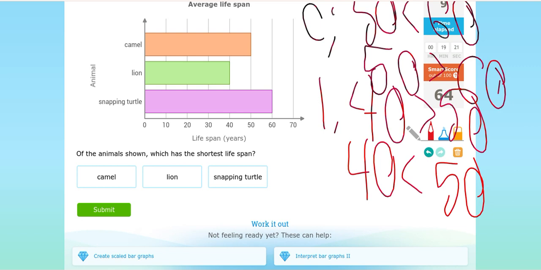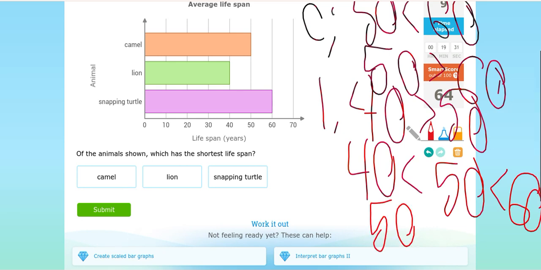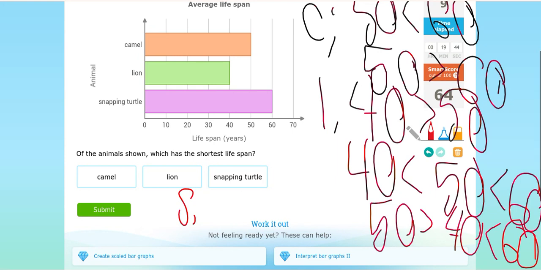50 is greater than 40. 60 is greater than 50. 50 is greater than 40. Check it out. 60 is greater. Now we got the snapping turtle. Oh wait, we don't have enough space. So we got 40.